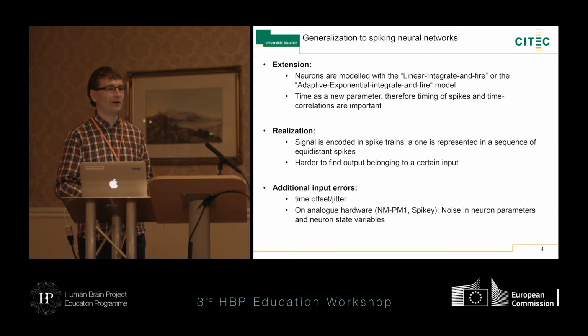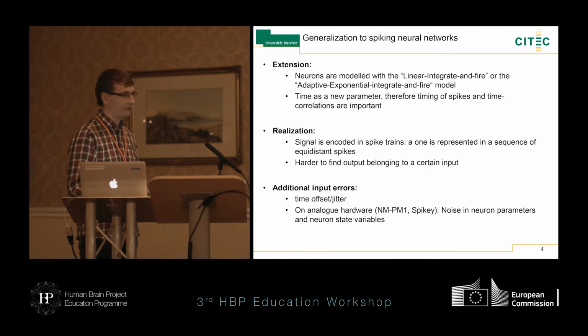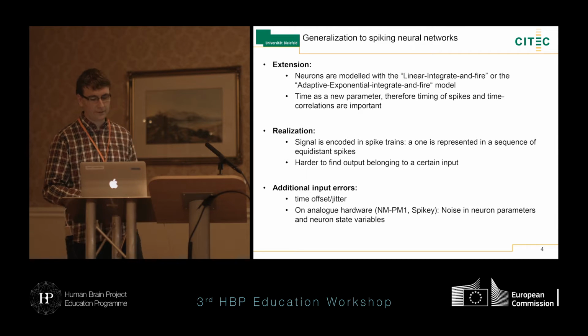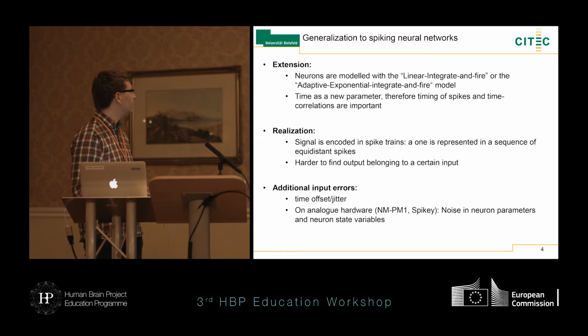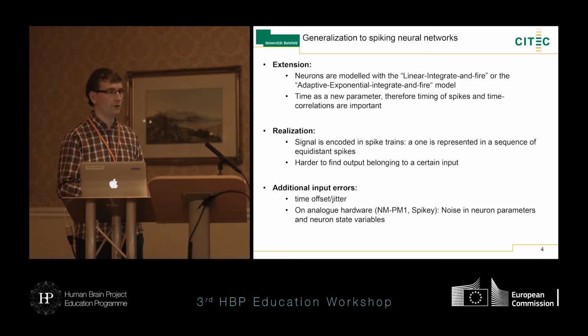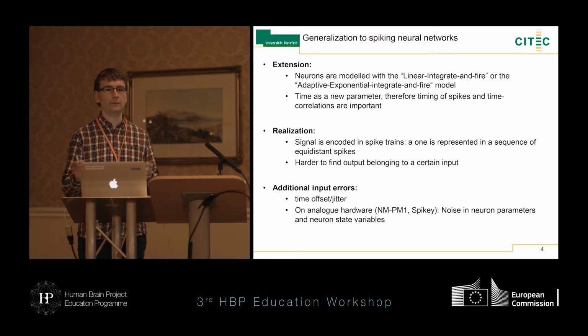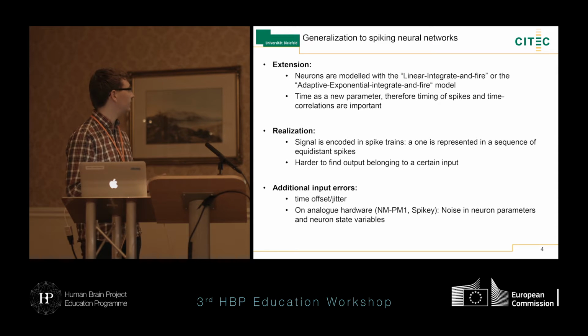I said something about spiking networks, so the next step is to do this with leaky integrate-and-fire or adaptive exponential integrate-and-fire models, and therefore we have time as a new parameter. In our BNAM, so the binary version, we encode a 1 by a spike train so that we can recover losses without any problems.